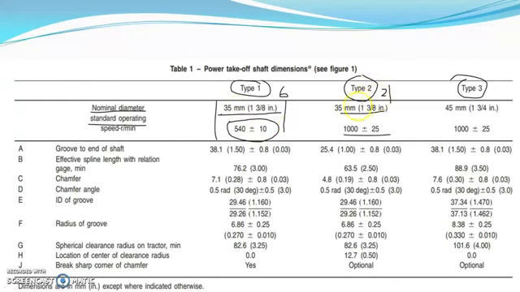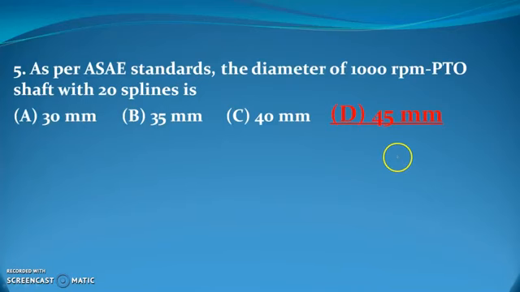This is 21 spline, 35 mm and 1000 rpm. So here actually type 3 is 20 spline, 20 and 45 mm for 1000 rpm. So this is basically, if you see the powers will be more in this case. So the answer will be 45 mm.